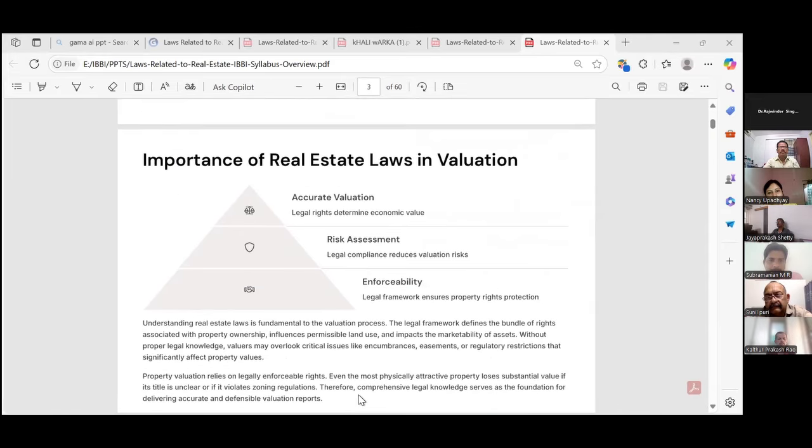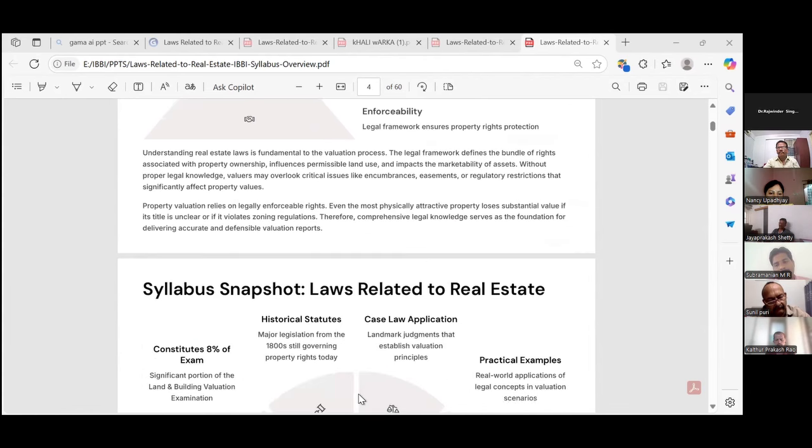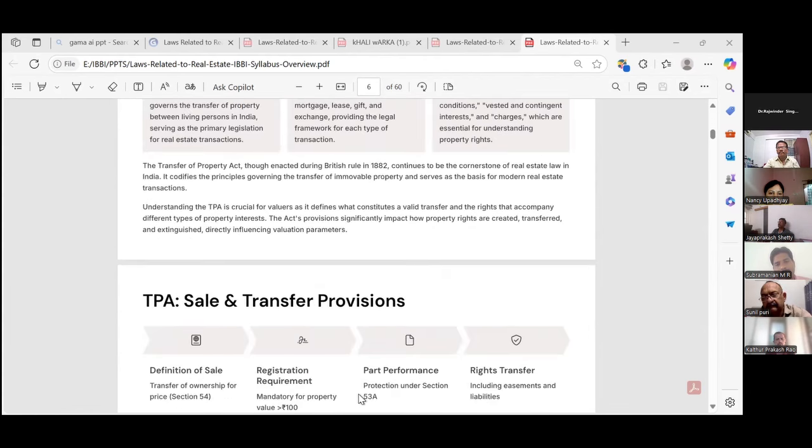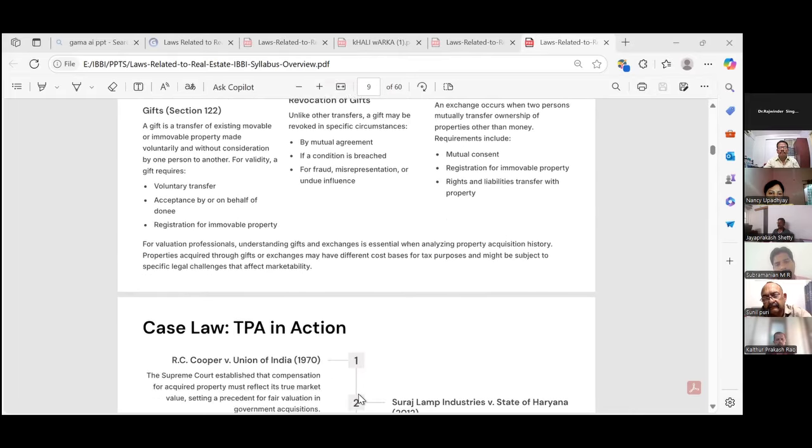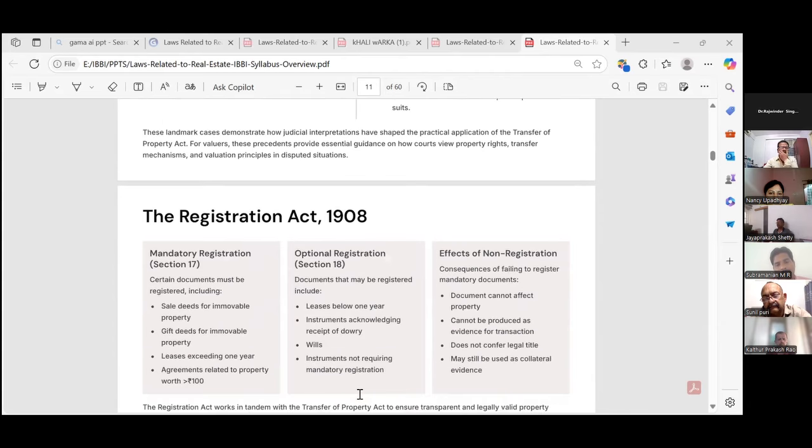Certain acts. First thing, you must understand what is the importance of real estate laws in valuation. They are important for calculating the accurate valuation of the properties, for risk assessment and enforceability of laws. Then the Transfer of Property Act you have understood, learned, but there are certain other acts which are related to the Transfer of Property Act.